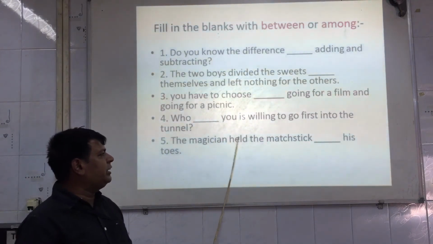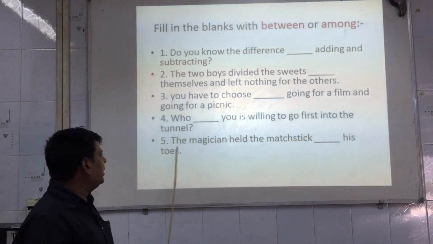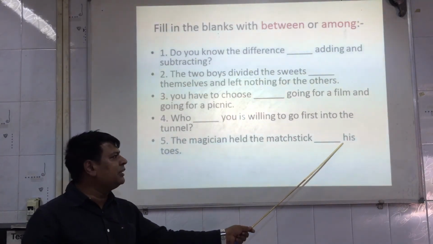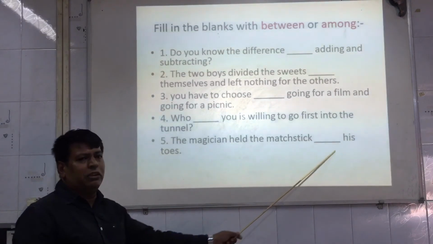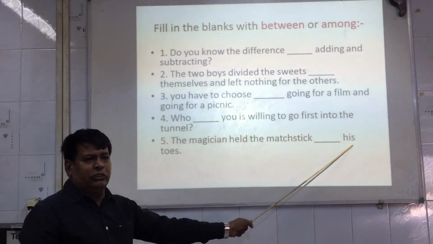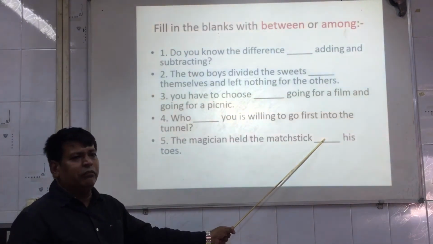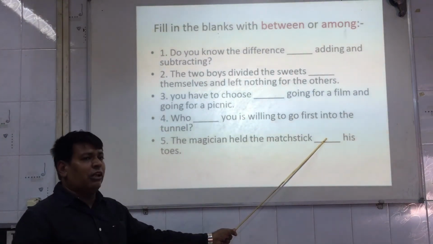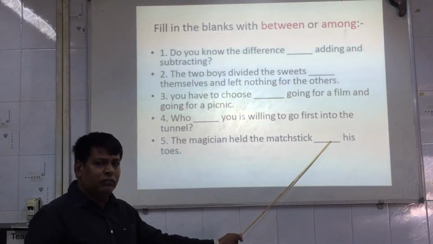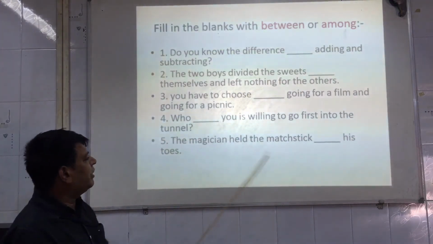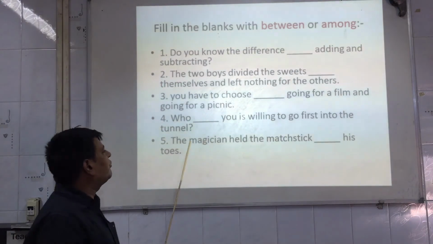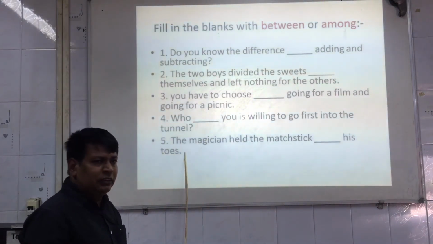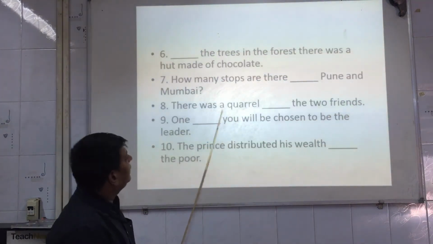The magician held the matchstick dash his toes. Now here we will use the preposition between. Why? Because toes means we are talking about two pairs of toes. When we talk about two people or two things or two places, we use the preposition between here. So in the fifth one, the magician held the matchstick between his toes. Clear, students? See the next.